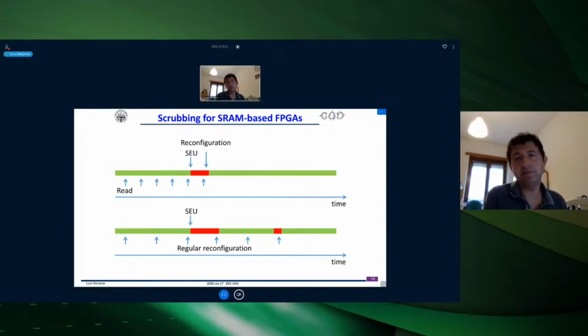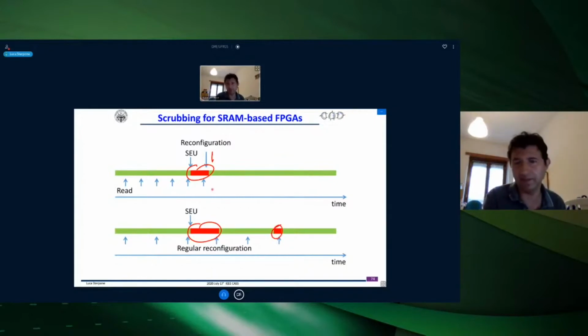The scrubbing can be performed in different ways. Eventually, you can have readback and scrubbing: you read the configuration memory, and once you have an error, you reconfigure. That is the scenario here. Or you can have a simplified architecture where you just wipe the configuration memory periodically. As I said before, this means that you don't accumulate errors, but you will still have errors there.